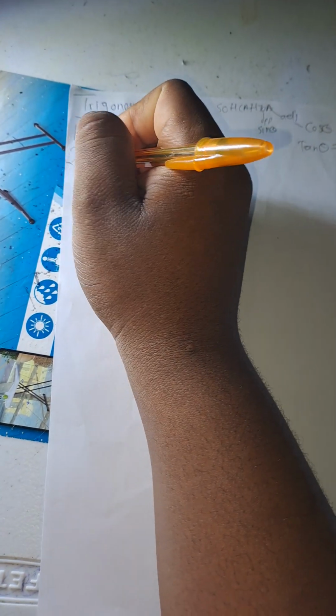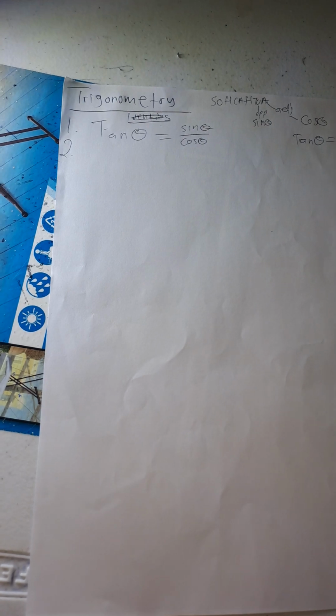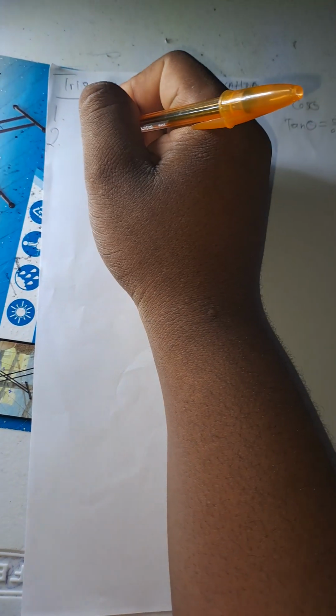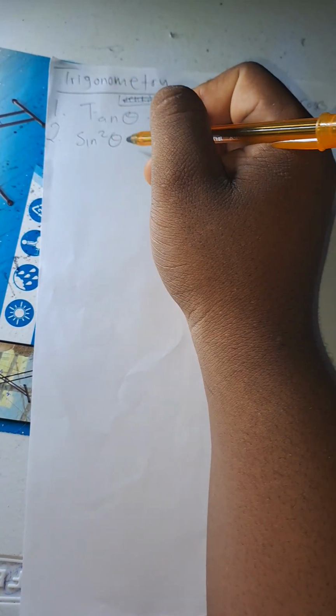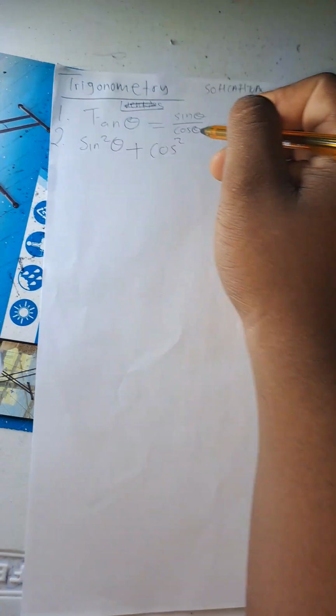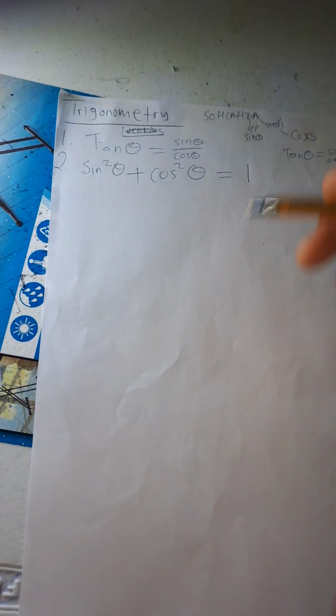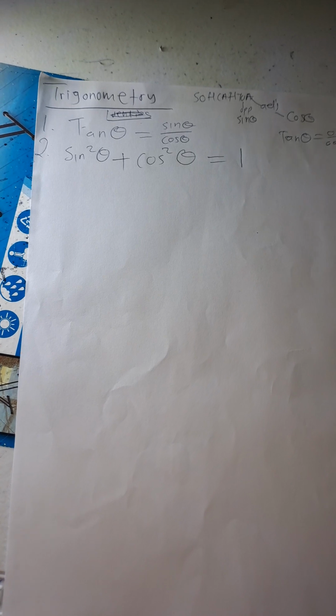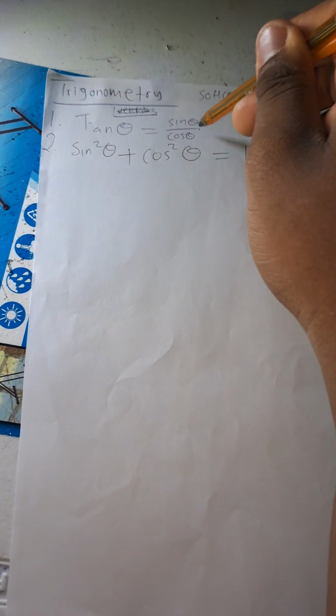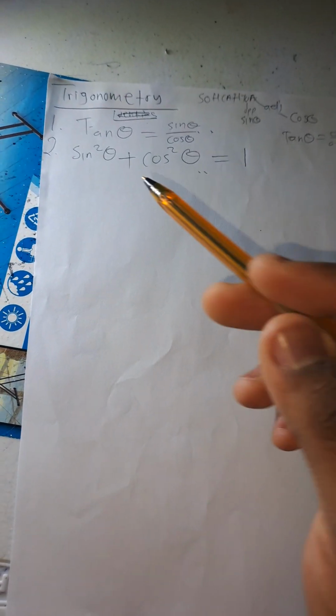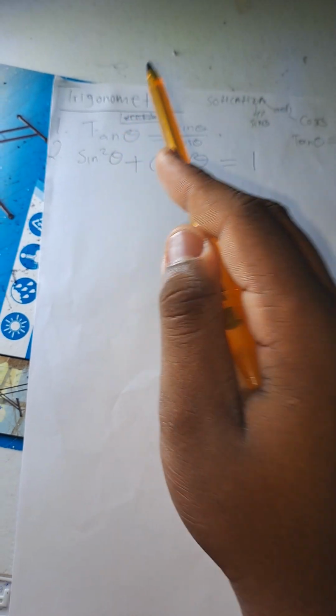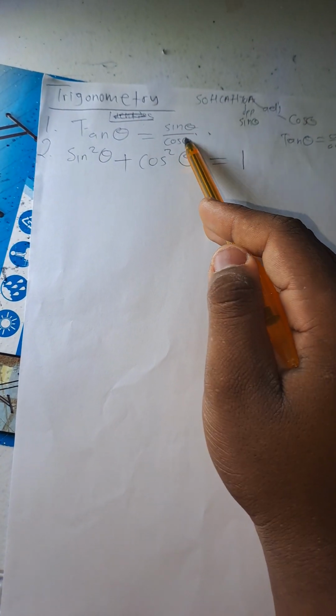And then the last one for grade 11, which is simple: sine squared theta plus cos squared theta is equal to 1. You see, this is just the simplest. So for grade 11 you're going to do the two identities. Wherever you see tan theta, you must change it to sine theta over cos theta.